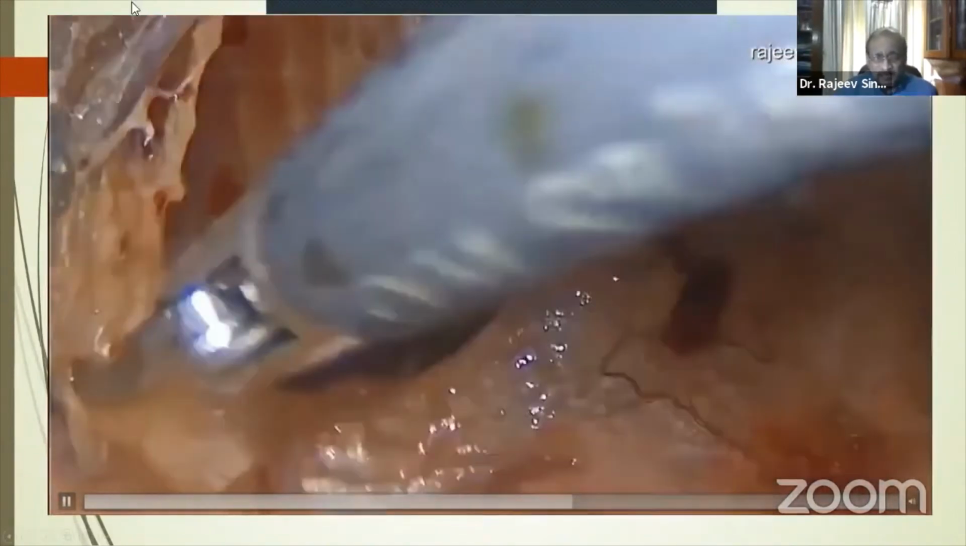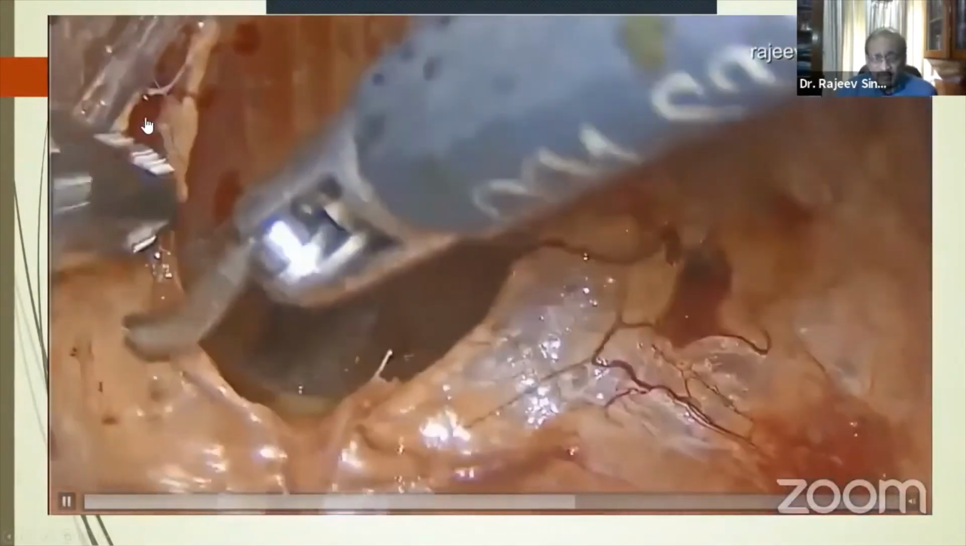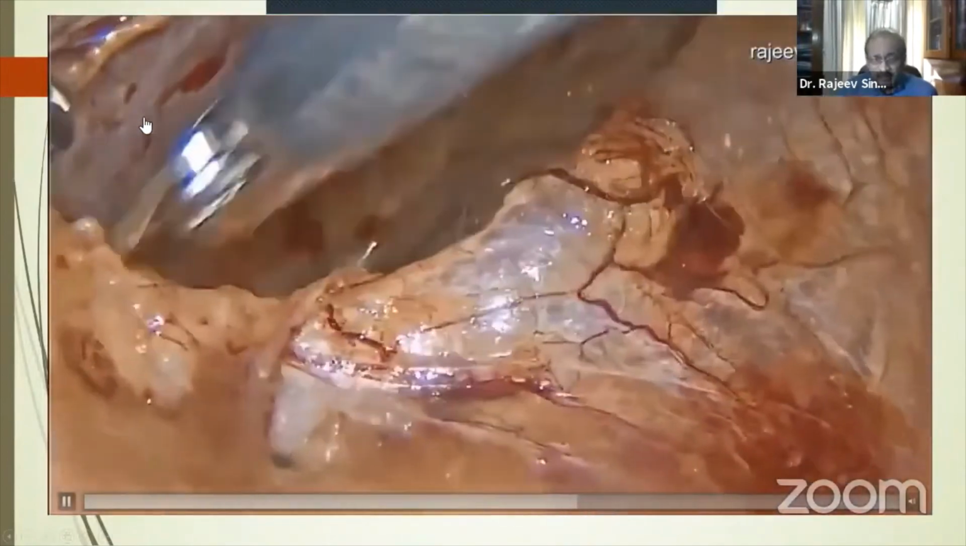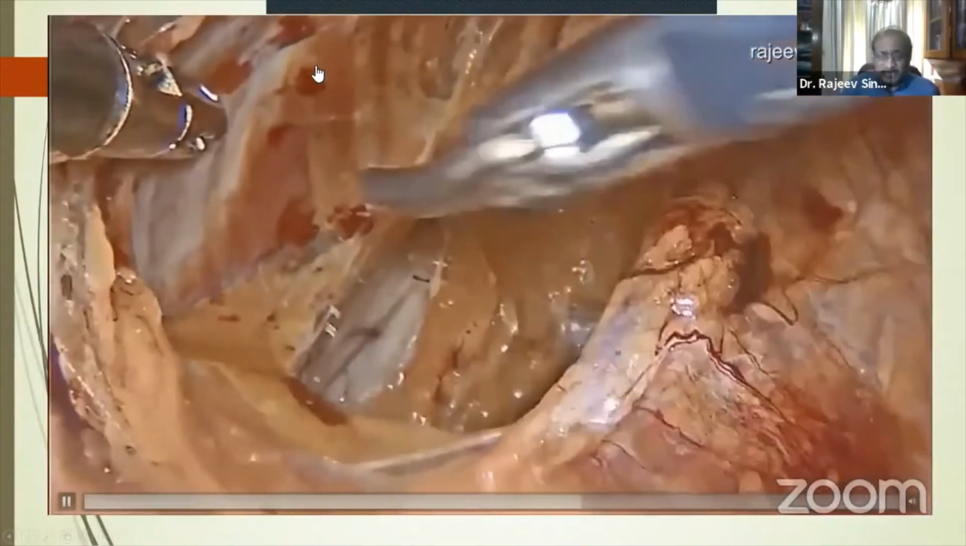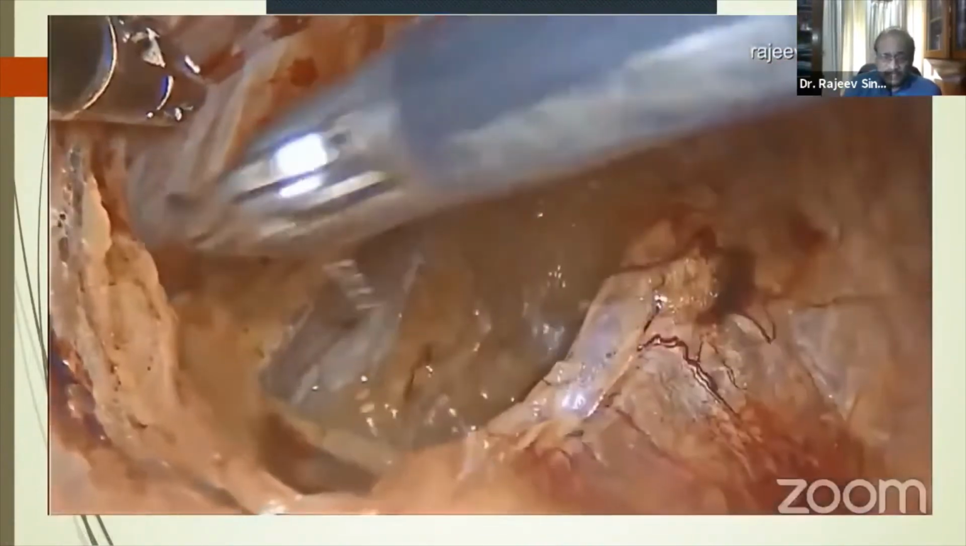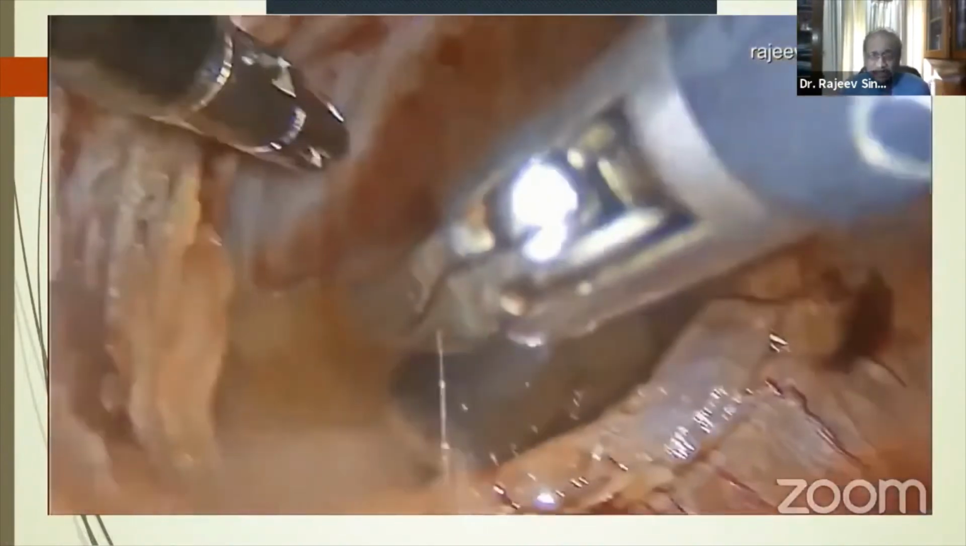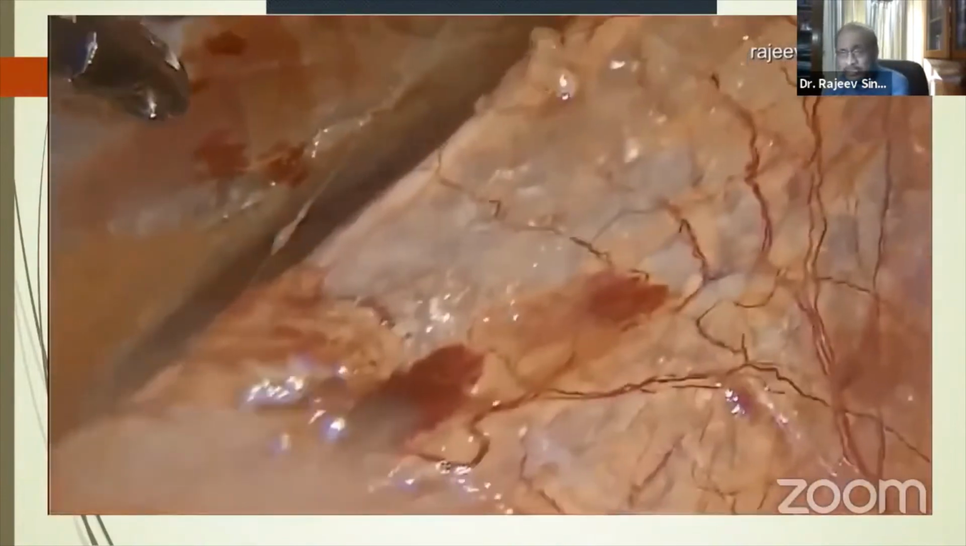Now this is the inferior epigastric vessel coming out here on the opposite side, because now I'm on the opposite side. My port was put on the right side and now I'm doing a dissection on the left side. So this was a contralateral dissection being done, the contralateral method of doing an eTEP.